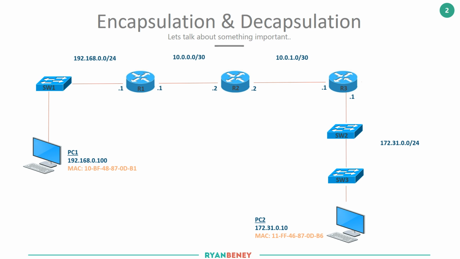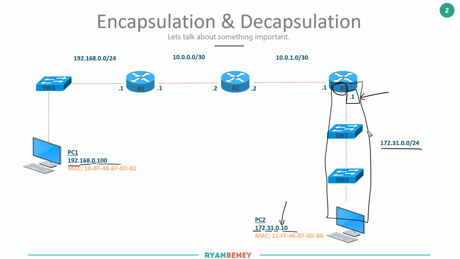And what I've done is I've assigned an IP address to PC1, which is 192.168.0.100, and to PC2, which is 172.31.0.10. And you can see that each network, broadcast domain, however you want to call it, maybe network segment, has got its individual IP address. So in this broadcast domain here, they're using the 172.31.0.0/24, and my PC is using .10 in that range, and its default gateway to router 3 is using .1.